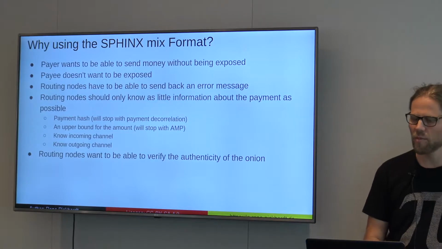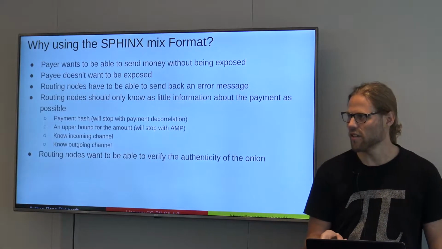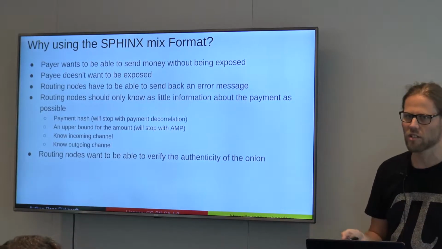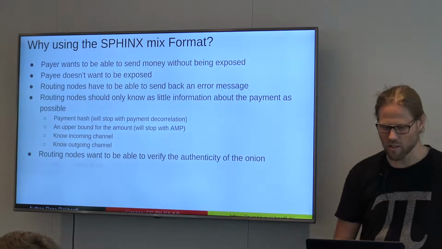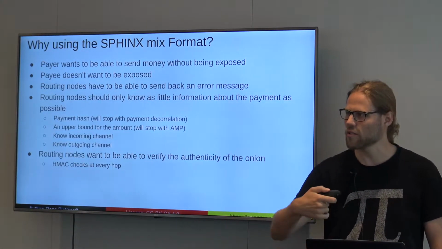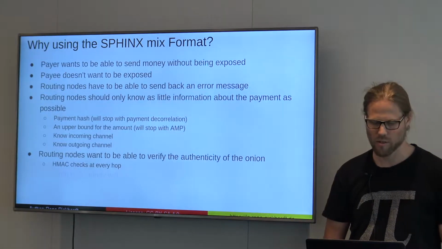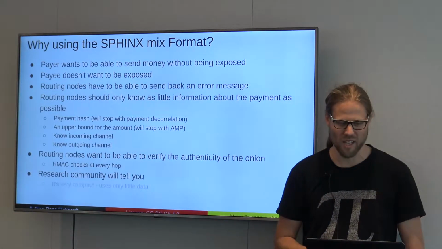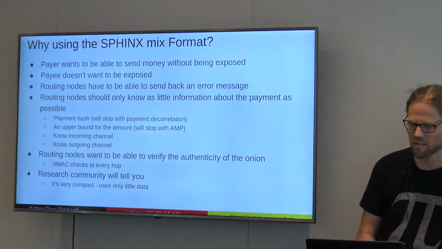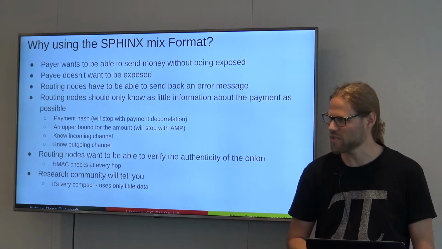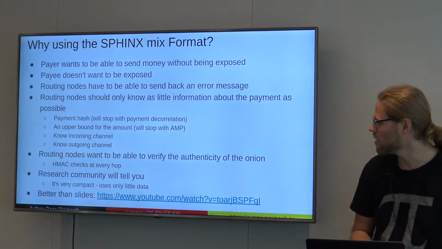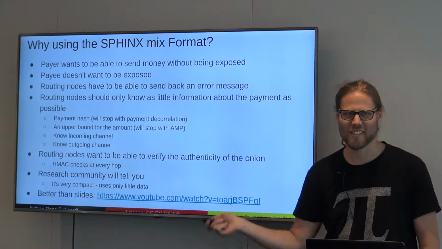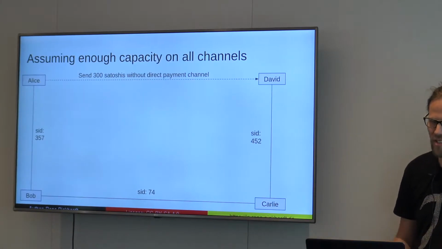And routing nodes want to be able to verify the authenticity of the onion, right? So they don't want the onion that is being processed to have some weird information. So there's still some HMAC in the onions at every hop, so that routing nodes can actually check that everything is the way it's supposed to be. And what the research community will tell you, and I think it's already in the abstract of the paper, is it's a very compact format. It uses only a very little amount of data. And for the coming part, I think you already saw the video, and I think the video actually is a better medium than slides to explain this, but you will see the exact same example.